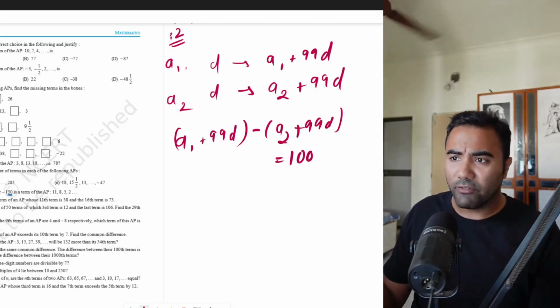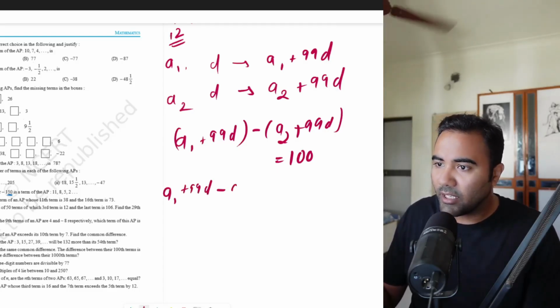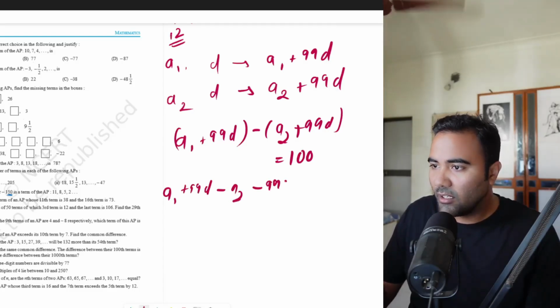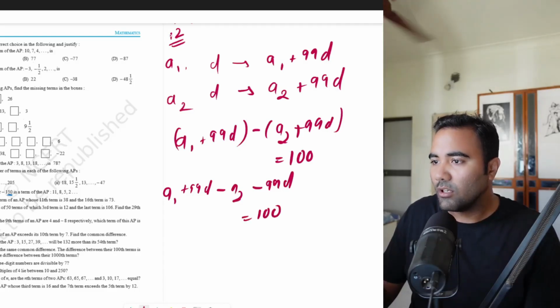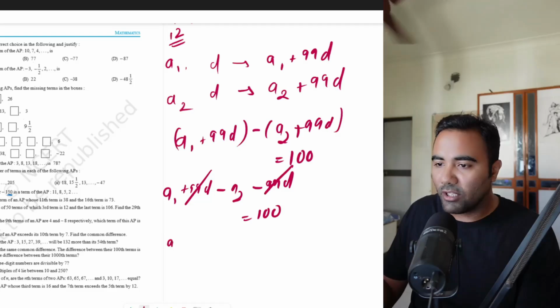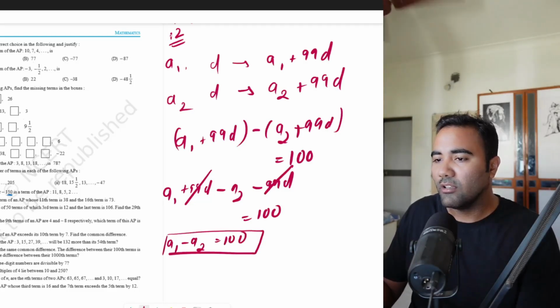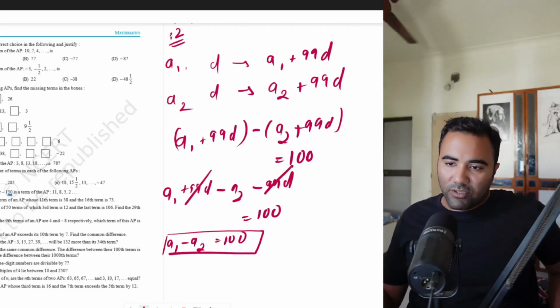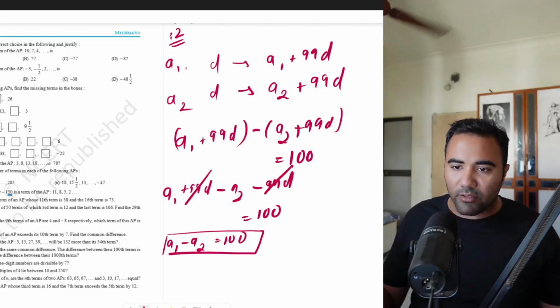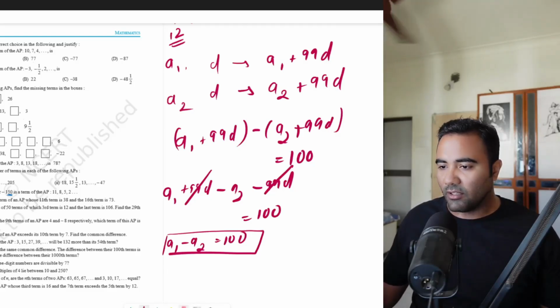This is what they've given us so far. Let us open the brackets. A1 plus 99D minus A2 minus 99D is equal to 100. Plus 99D minus 99D is gone. So A1 minus A2 is equal to 100. This is what we have got. Now the question is asking, what is the difference between their 1000th terms? Let's see.